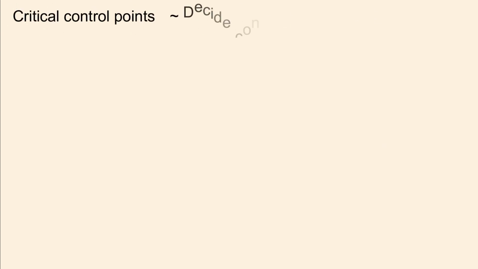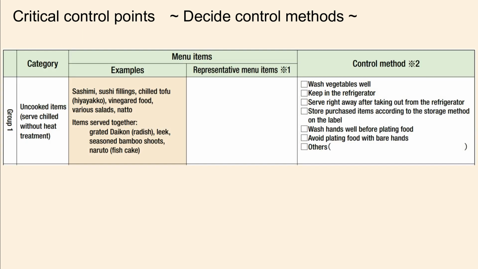Let's start with the first group. Write down the typical menu offered at your facility and decide control methods. The first group is unheated items and refrigerated items served cold. The first group is characterized by the absence of a heating process, which makes it impossible to kill harmful microorganisms attached to the food. So, it is important to take measures such as preventing microbial contamination during the cooking process and storing the food in a refrigerator to prevent the growth of microorganisms.